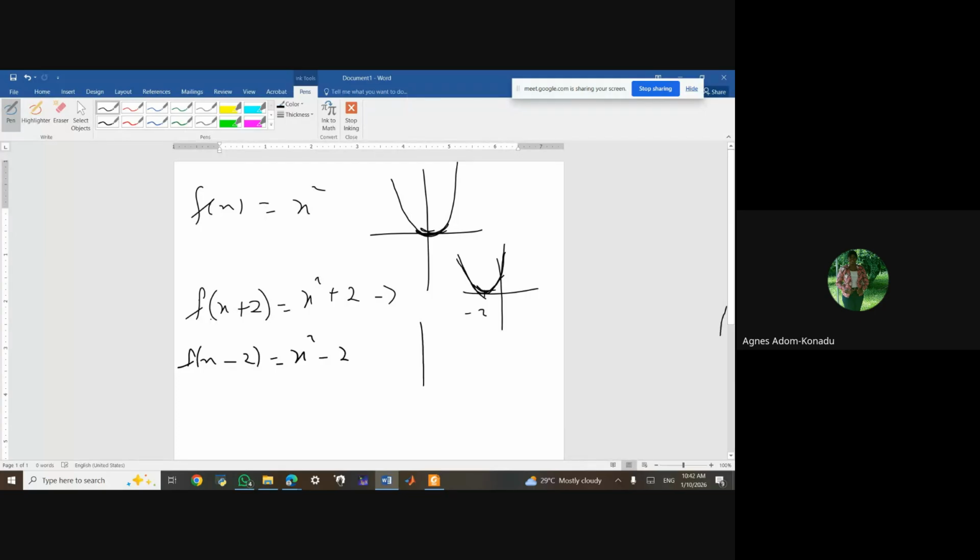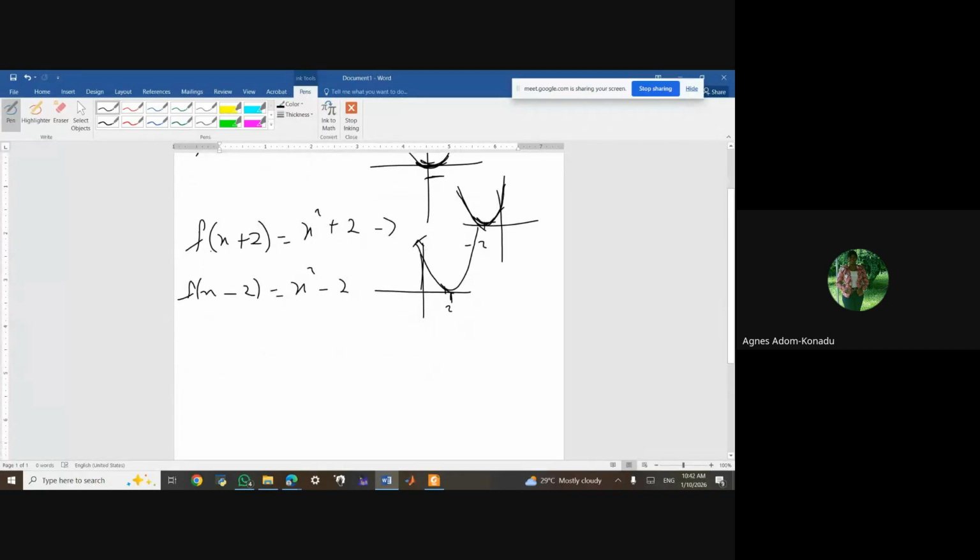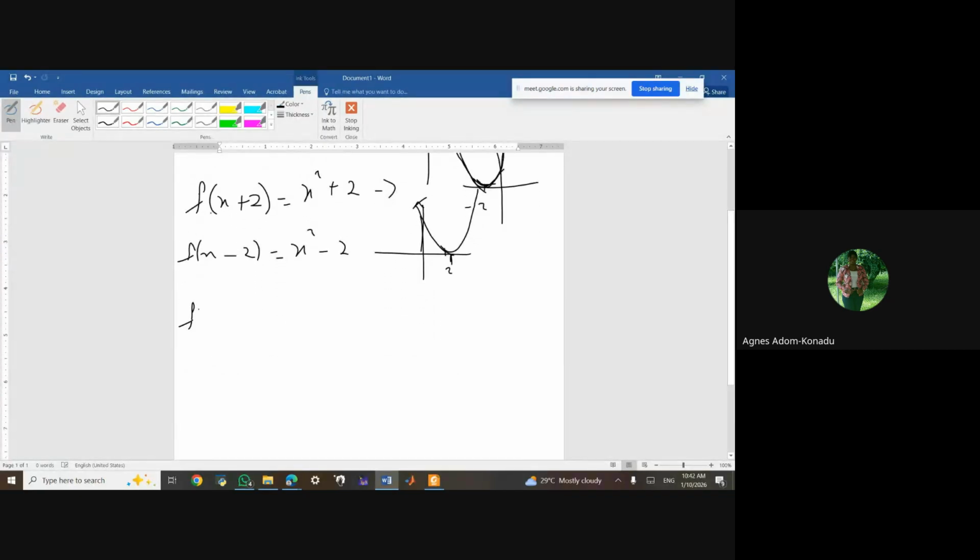It says that it is 2 units to the right. So it is the same function, but 2 units to the right. Then it says that if it is f of x plus 2, the 2 is not added to the x, I'm adding it to the function.